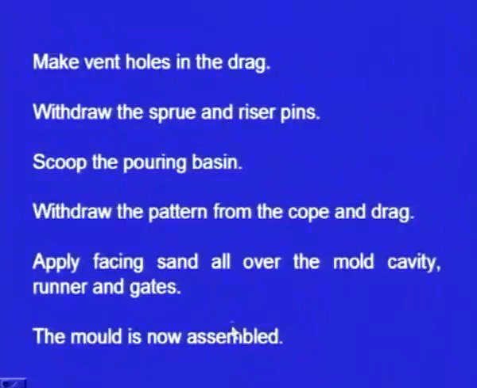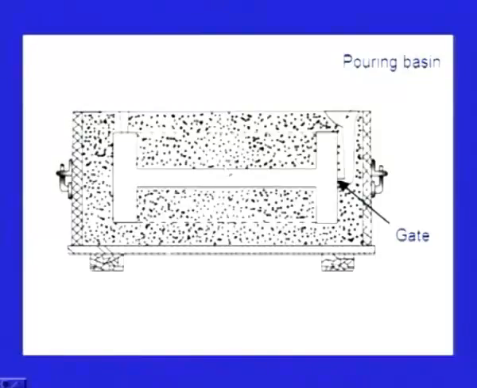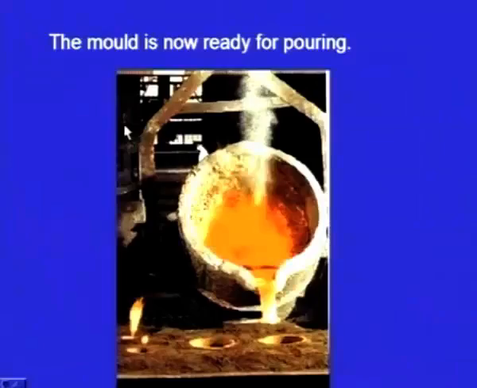Next one, the mold is now assembled. This is the assembled mold. This is the drag box, this is the cope box, and this is the mold cavity. This is the pouring basin, and this is the sprue, the passage through which we pour the molten metal. And here are the runner and ingates that are not shown here, and this is the riser. And now it is ready for pouring. Yes, the mold is now ready for pouring. So we have seen the steps involved in making a mold for green sand molding.